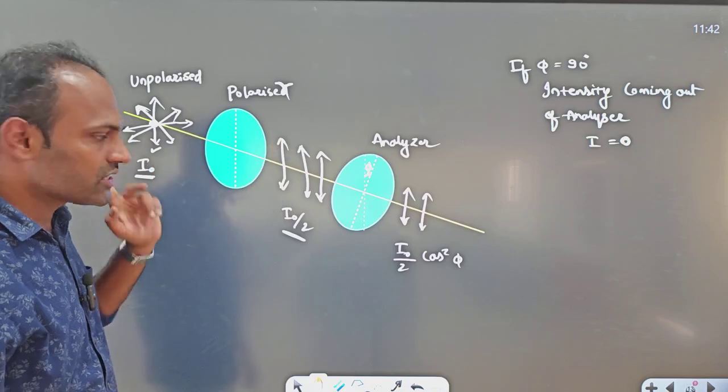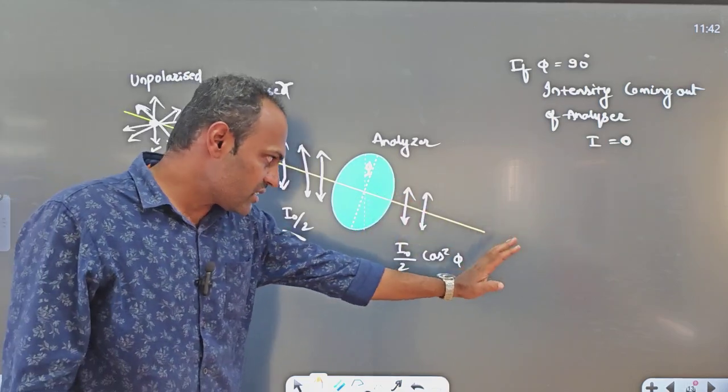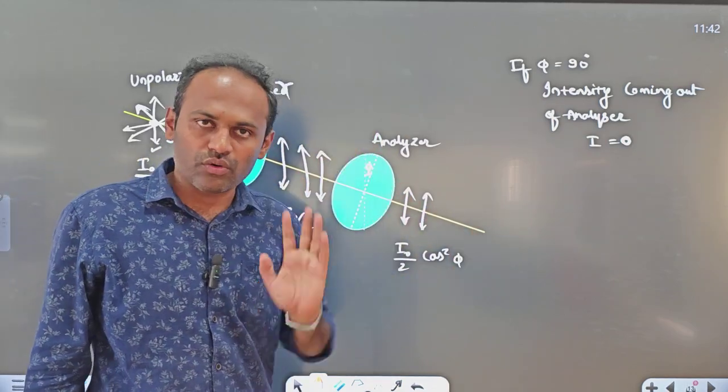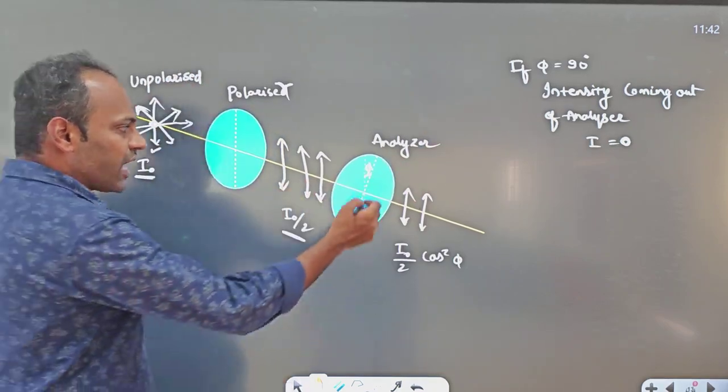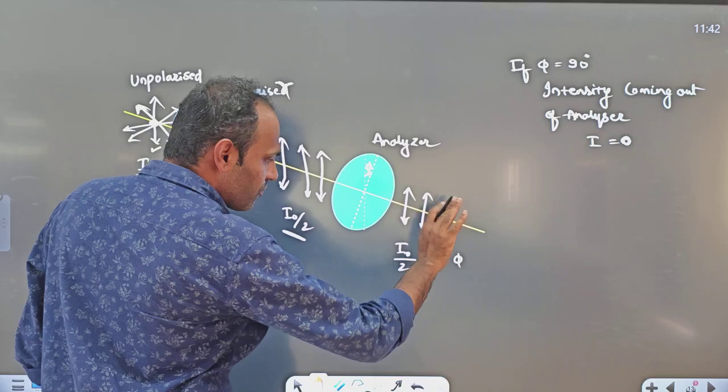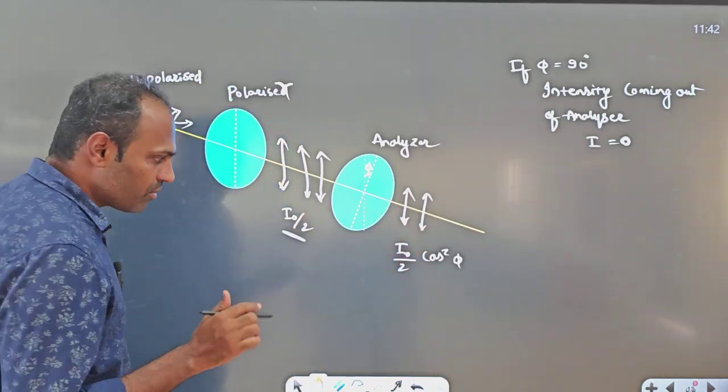When the axis of analyzer becomes perpendicular to the axis of polarizer, the output intensity which we are getting from analyzer will become 0, right? That's why, depending on the angle, the output intensity of analyzer will vary. So how much will be that intensity?